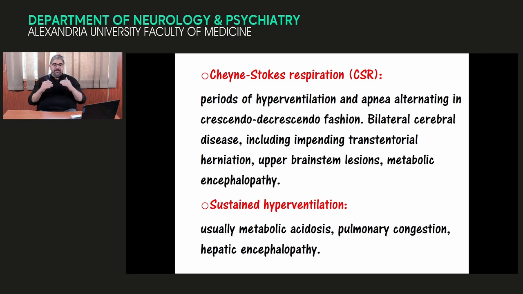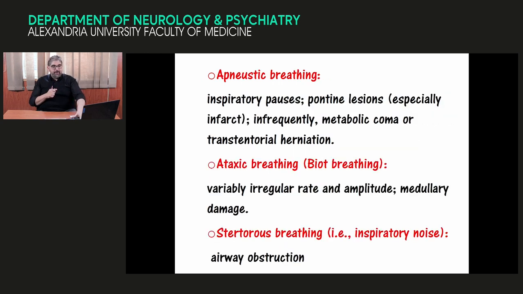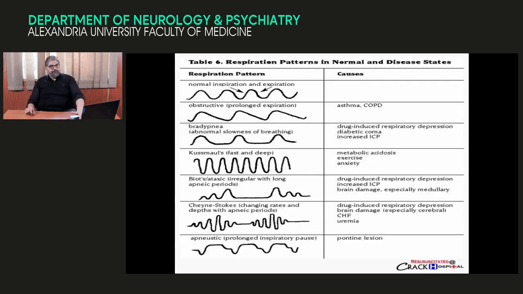If the patient is maintaining hyperventilation with pulmonary congestion, hepatic encephalopathy or metabolic acidosis, usually the patient presents with sustained hyperventilation. We are not going to go into further detail, but there are some irregular patterns of breathing, like what is called ataxic breathing, with variable irregular rate and amplitude of breathing. It is actually a sign of medullary damage. And apneustic breathing means that the patient has some inspiratory pauses, and this is specific for pontine lesions.